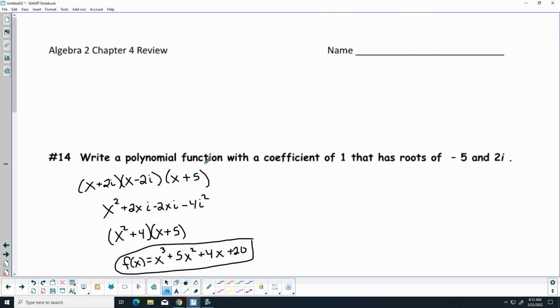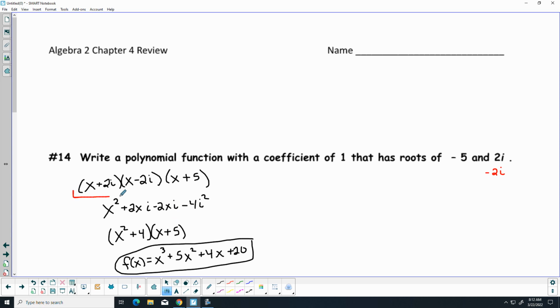Write a polynomial with a coefficient of 1 that has roots of 5, negative 5, and 2i. Well, imaginary roots never travel by themselves. I always have to have a partner. So I'm going to have x plus 2i, x minus 2i, and x plus 5.